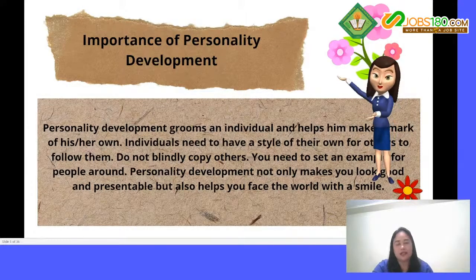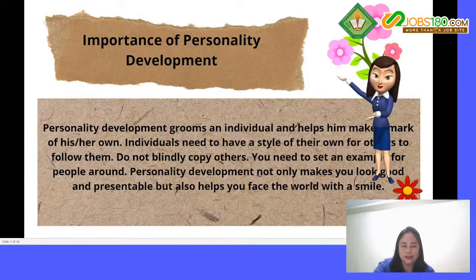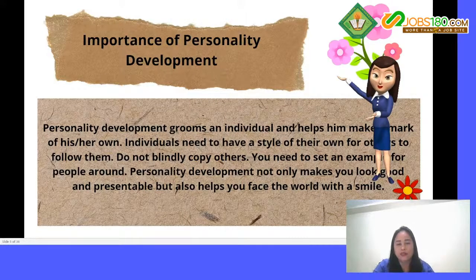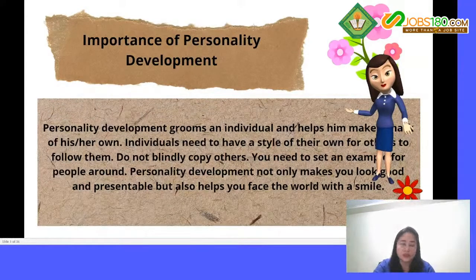Yan, that's it. Dapat your personality development, as an individual, we have a uniqueness. Okay? Hindi lang para sa ibang tao o para din sa sarili mo. Sa pagharap mo dito sa mundo. Okay.